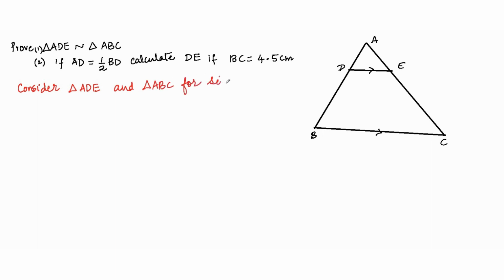So this is how I write a similarity proof, which is very similar to a congruence proof. So consider these two triangles for similarity. Angle D is equal to angle B. The reason being these are corresponding angles, right? So these are corresponding angles. So these two angles are equal to each other.